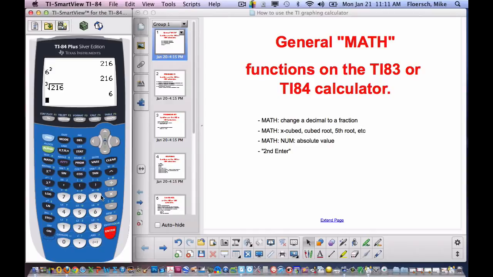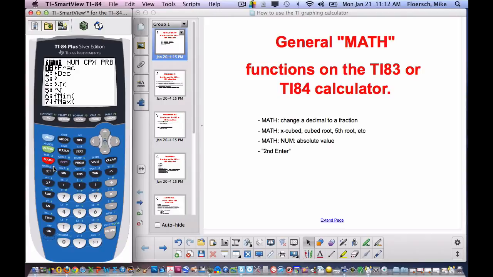Let's say I want to do the fifth root of a number. Let's try doing the fifth root of 216. This time I'm going to do 5, math, and hit this x symbol, and whatever number you put in front of this symbol will be whatever root you're talking about. So I'm going to do the fifth root, so I just hit number 5, fifth root of 216, and I hit enter, and it gives me 2.934, my answer.